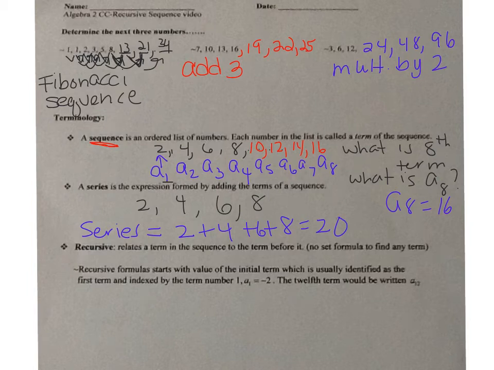All right, the next thing is a recursive sequence. It relates a term in the sequence to the term before it. That was the Fibonacci sequence. The Fibonacci sequence is a recursive sequence. No set formula to find any term. Recursive formulas start with the value of the initial term, which is usually identified as the first term, indexed by the term number 1, which I just told you about, right? A sub 1, so negative 2 would be my first term. The 12th term would be written as a sub 12, kind of like what I told you over here. A sub 8 would be the 8th term.